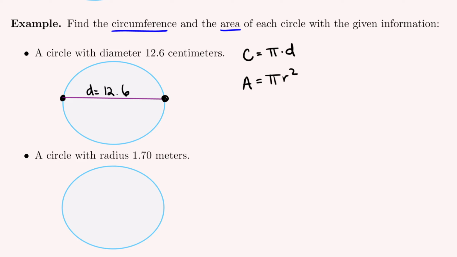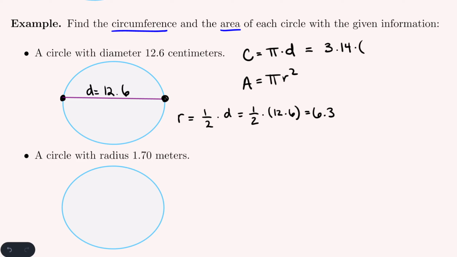We know the radius is exactly half the diameter. So for us, that will be 1/2 times 12.6. That will get us a radius of exactly 6.3. So now that we have all the necessary values, we can plug these into our formula. So instead of pi, so that we're all on the same page, we're going to do 3.14, the rounded version of pi, times the diameter of 12.6.